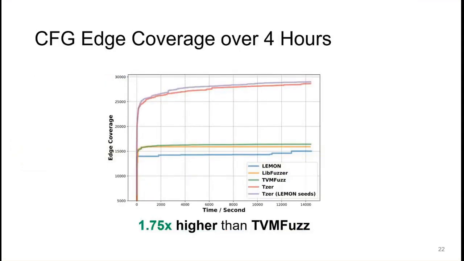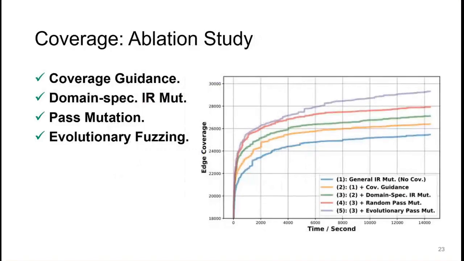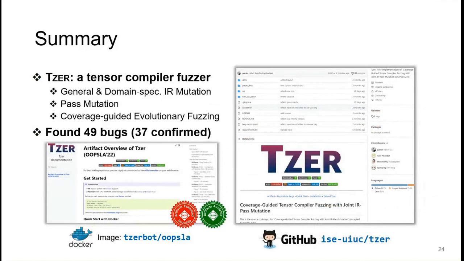We also evaluate the edge coverage of Tzer and other baselines. By running them for 4 hours, Tzer outperformed the second best fuzzer, which is TVM fuzz, by 1.75 times. We also conducted an ablation study showing that each subcomponent in Tzer contributes to the coverage growth. To sum up, we built Tzer, a coverage-guided tensor-compiler fuzzer that mutates IR and passes jointly. Our source code and evaluated artifact are publicly available on GitHub and DockerHub.